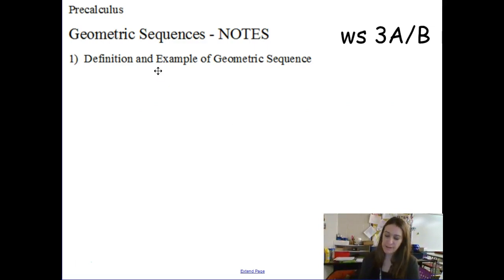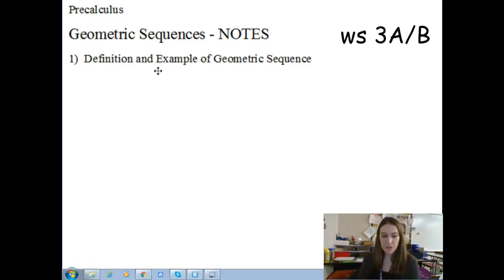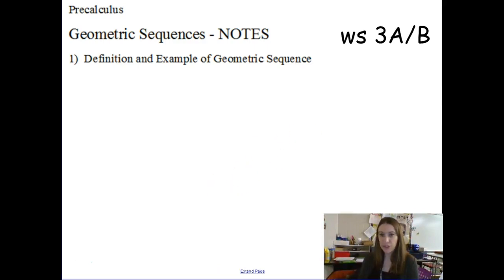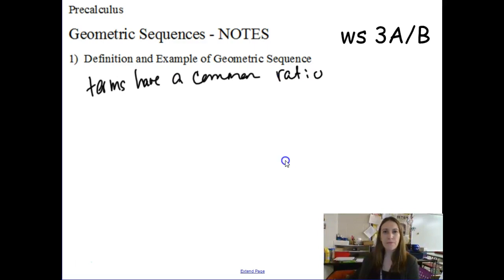So the not very formal definition of a geometric sequence is that the terms have the same common ratio between them. I know the word ratio to us typically means division or fraction, but multiplication is division, so we have to keep that in mind. So the terms have a common ratio is what I'm going to jot down. And then that common ratio is basically what you're going to multiply by. So you have the first term, and you multiply by some common ratio, and then it'll give you the second term. And then it continues on and on and on.